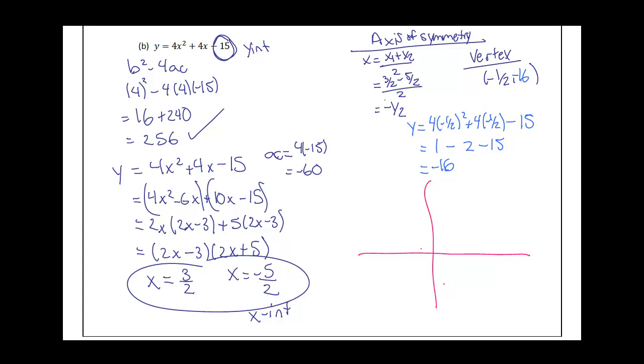See, our vertex is at negative 1/2, and way down at negative 16, say it was down here. Negative 1/2, negative 16, our vertex. And we know that it does open upwards because we have a positive leading coefficient. We have x-intercepts at negative 5/2, which is about there, estimate, and positive 3/2, which is about there. We also have a y-intercept at negative 15, just above, which is about there.